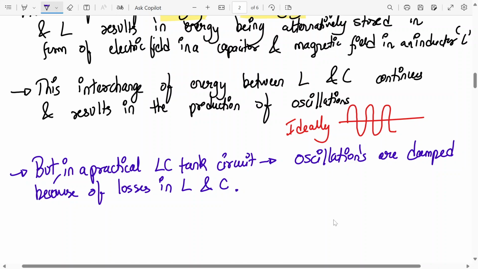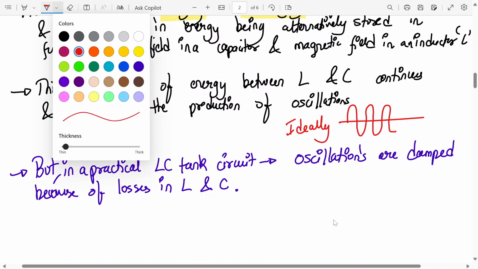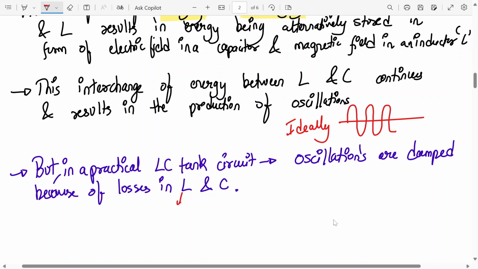L is not a pure inductor. It has a small resistance. So whenever we say L, practically we draw this coil, right? But this coil is also made up of some material, so that will have small resistance. So this resistance contributes to losses. Okay. So there are losses in a practical LC tank circuit. Oscillations are damped because of losses in L and C.